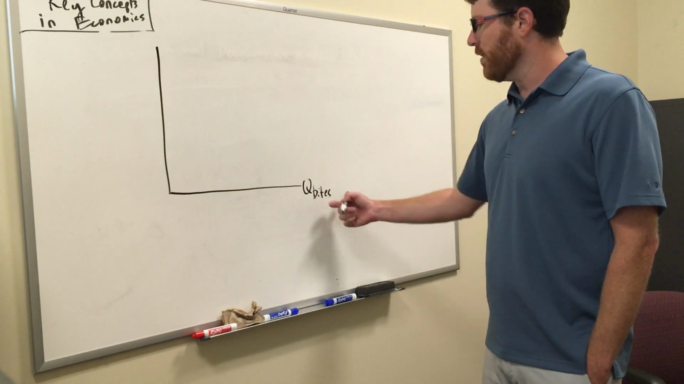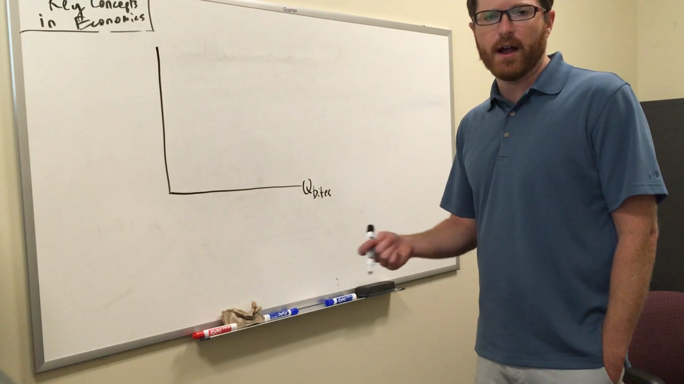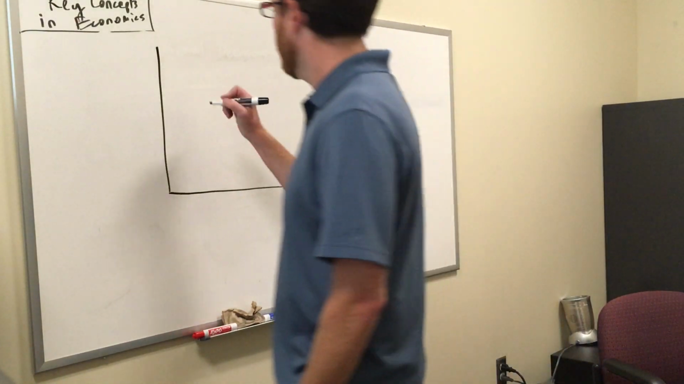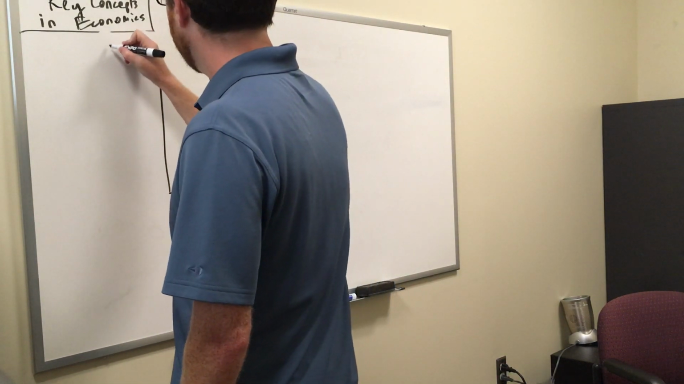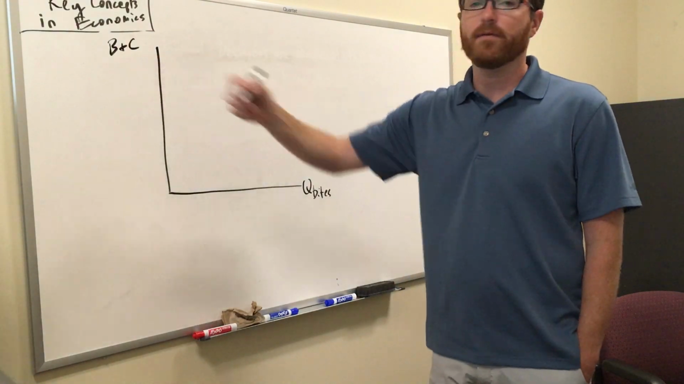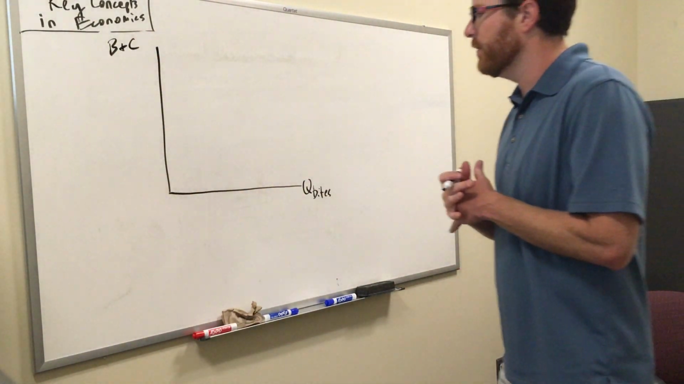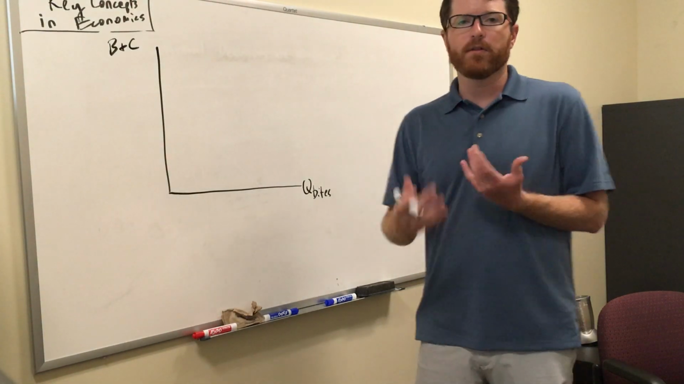So let's say this is the quantity of bites of pizza at a pizza buffet. You've already paid for the buffet, so you're inside and you're choosing pizza to eat. This is our quantity of bites, and this is our benefits and costs. Okay, B and C for benefits and costs. And so what we want to think about is, how do the benefits and costs look?